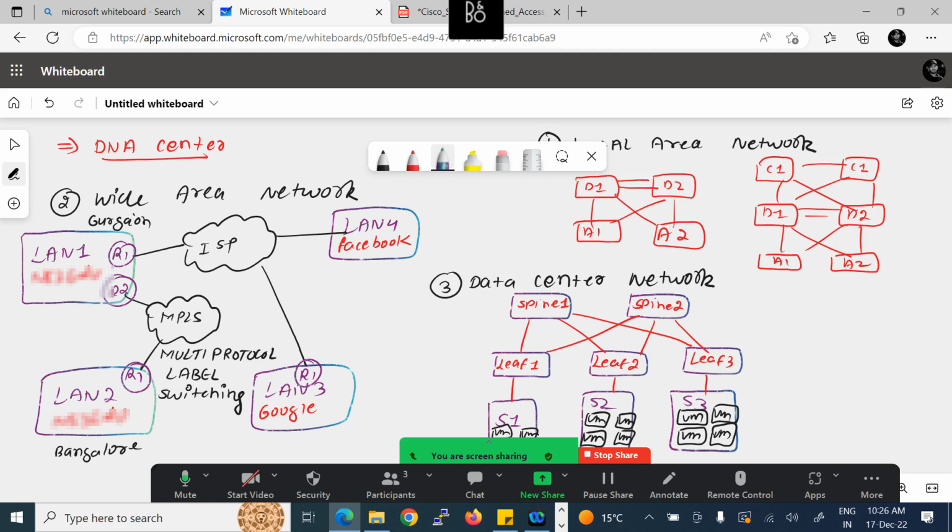So again, who will make the configuration? Who will make the configuration on all of these spine switches? Again, you or me, right? We are getting paid for doing the configuration, and then we are also getting paid for troubleshooting the network as well. So we have implementation engineers, we have support engineers.